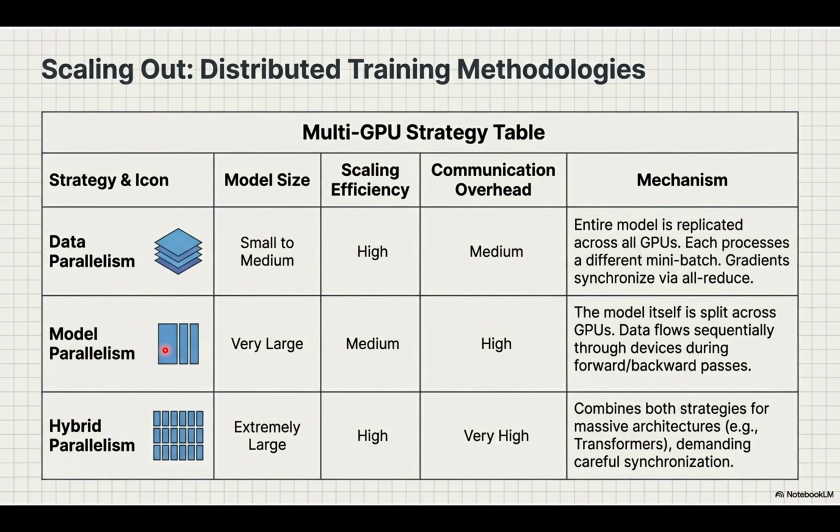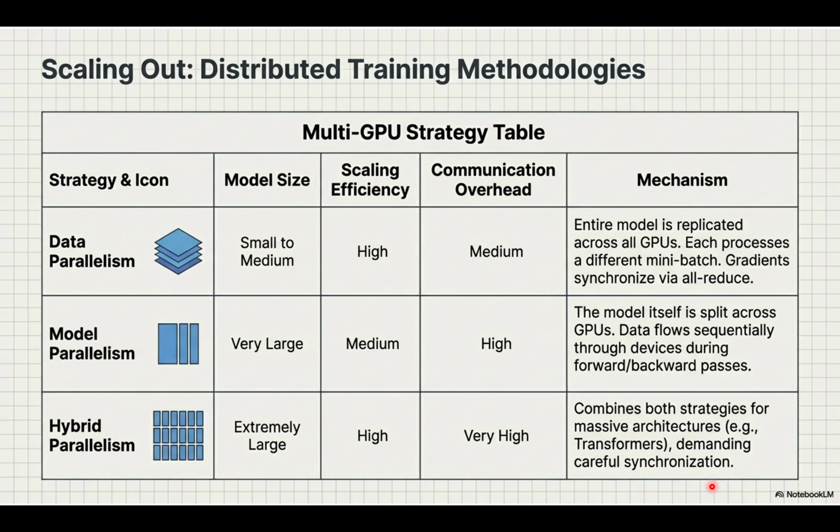Right. So for the truly massive models we see today, like the GPT architectures, we use hybrid parallelism. The holy grail. But an engineering nightmare. It combines both data and model splits. It requires incredibly complex orchestration to ensure that across a cluster of thousands of GPUs, the exact right pieces of the model are communicating with the exact right chunks of data at the exact right microsecond.